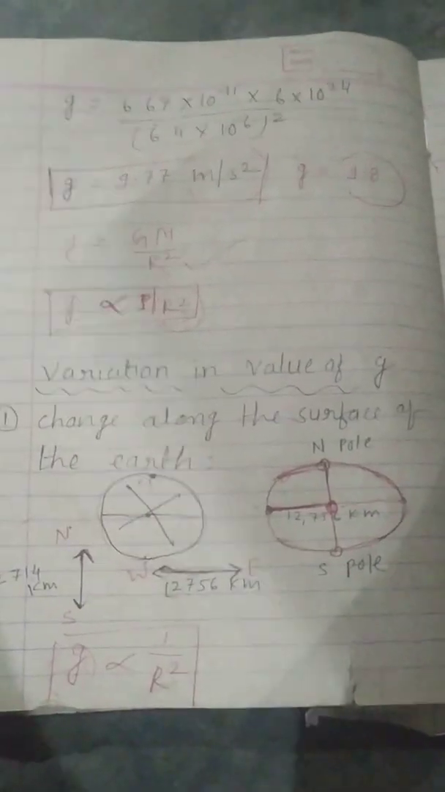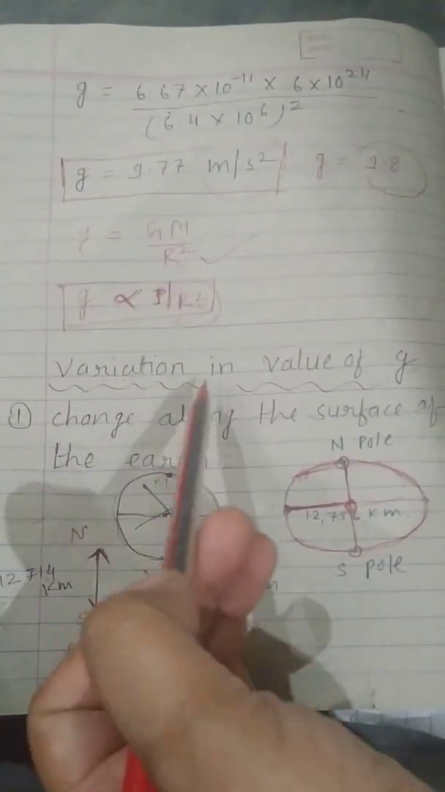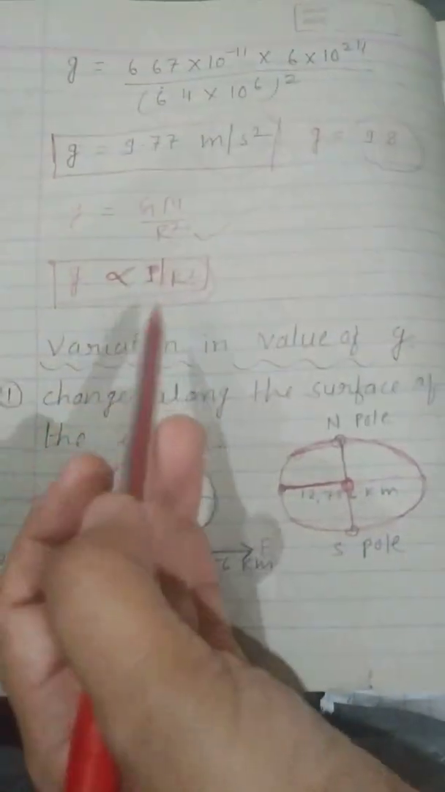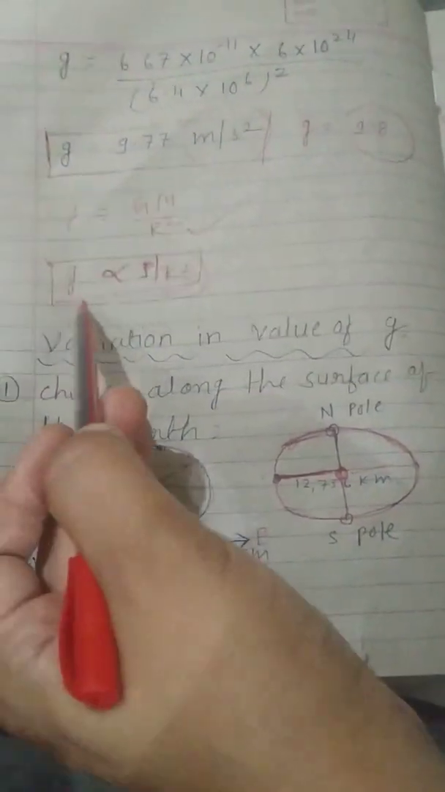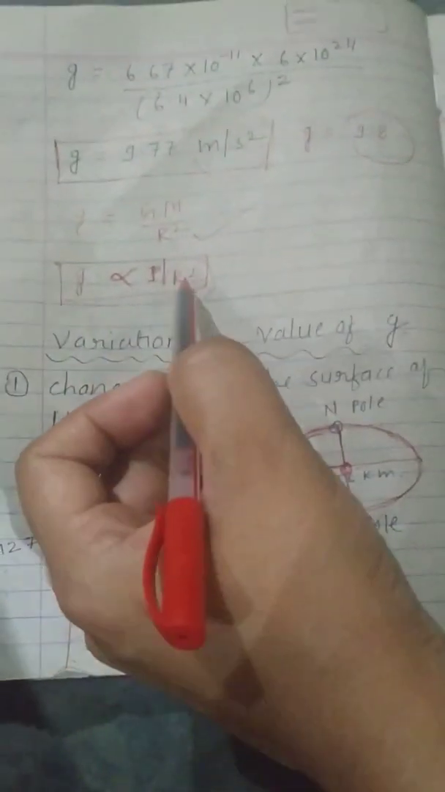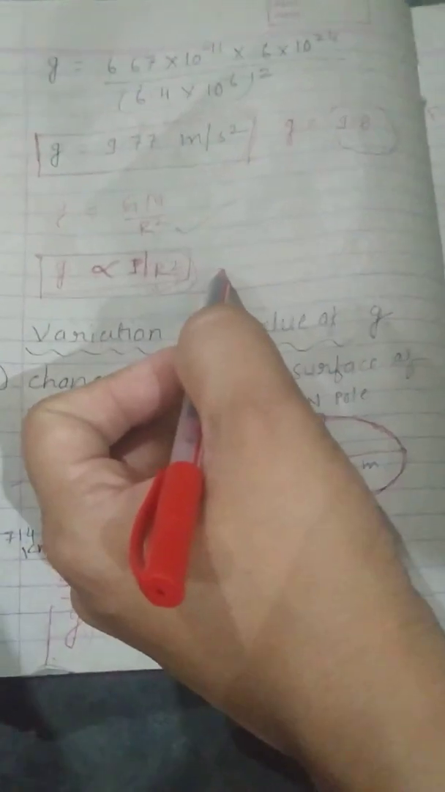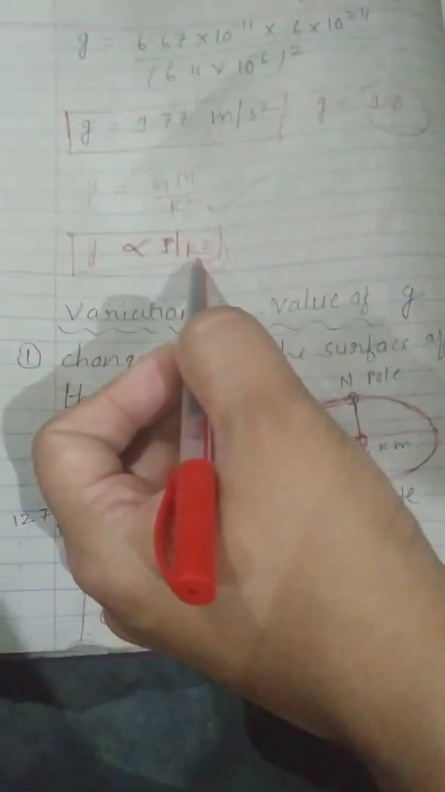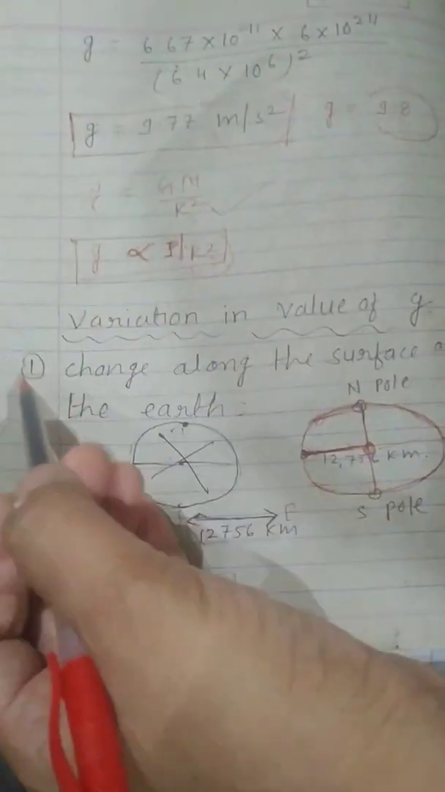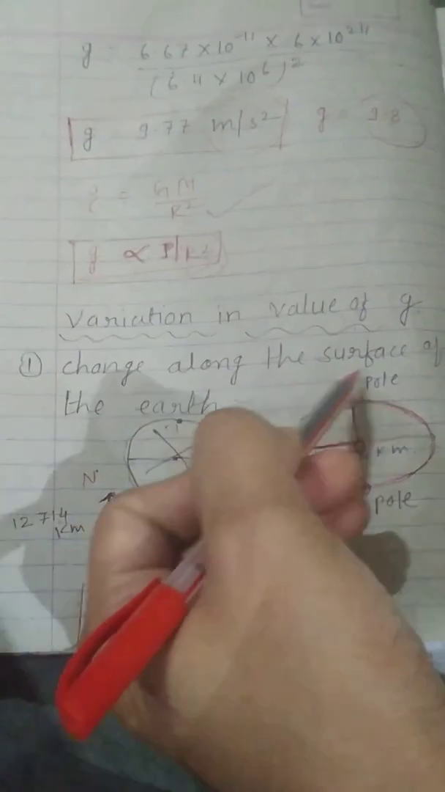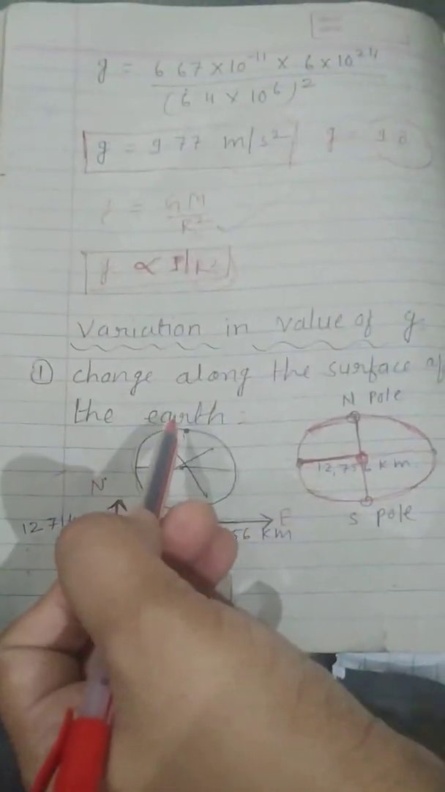Hello students, our next topic is variation in the value of g. We know this formula from our previous lecture: g is inversely proportional to R squared. That means if the value of R decreases, the value of g will increase. If the value of R increases, the value of g decreases. So see, the first point is the change along the surface of the earth.